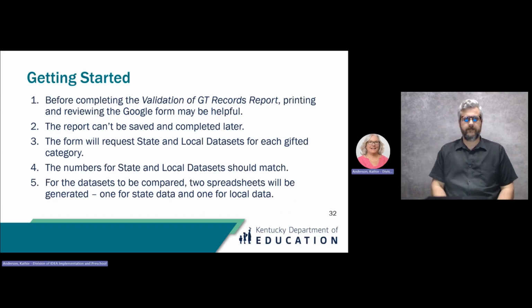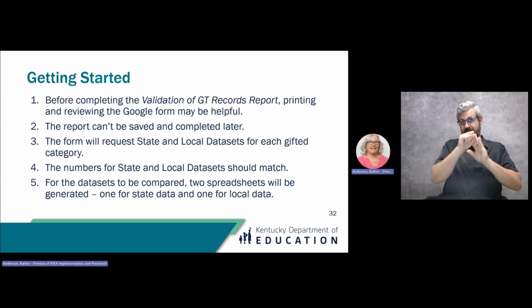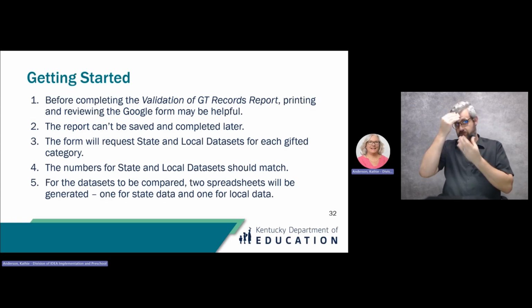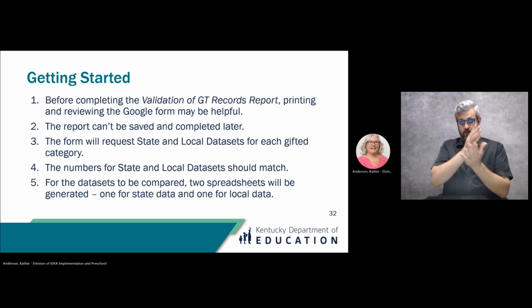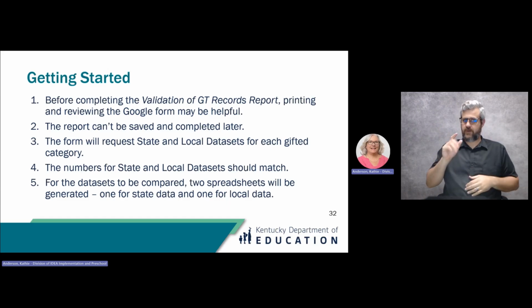Before completing the validation of GT records report, you may want to print and review the Google form. This report can't be saved and completed later. The form will request state and local data sets for each category. The numbers for state and local data sets should match. For the data sets to be compared, two spreadsheets will be generated, one for state data and one for local data.